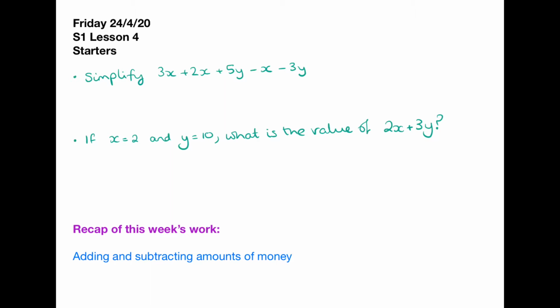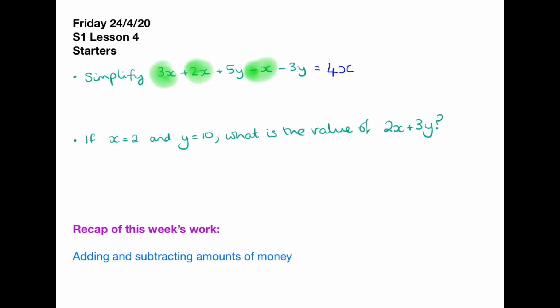So what we need to do is collect the x's together and collect the y's together. In the x's, we've got 3x here, we've got 2x there, and we've got minus an x there. So all together, we've got 3x, add 2x, take away 1x, so 3 and 2 is 5, take away 1 is 4. So all together there, we've got 4x.